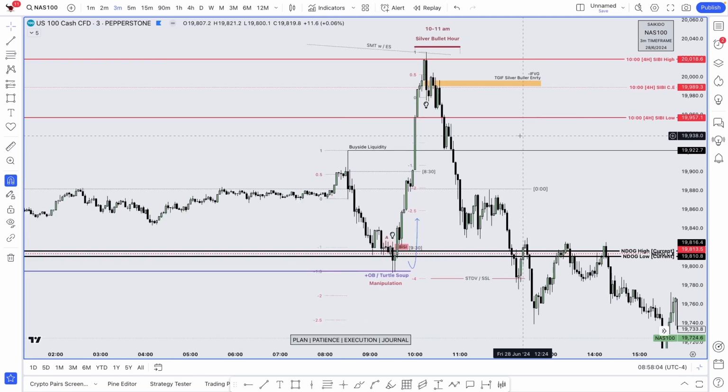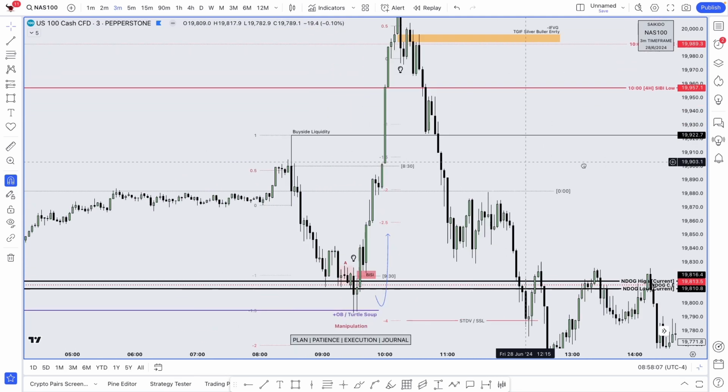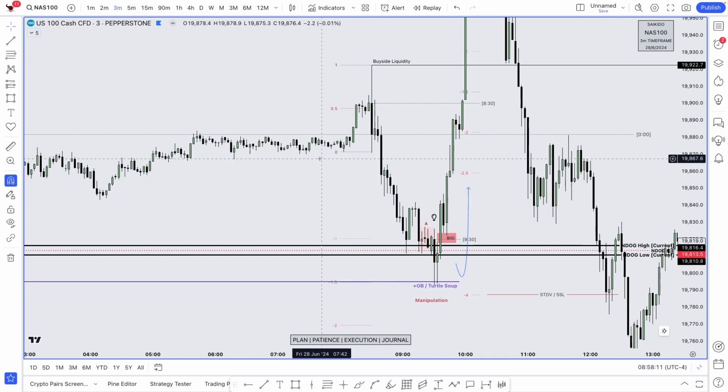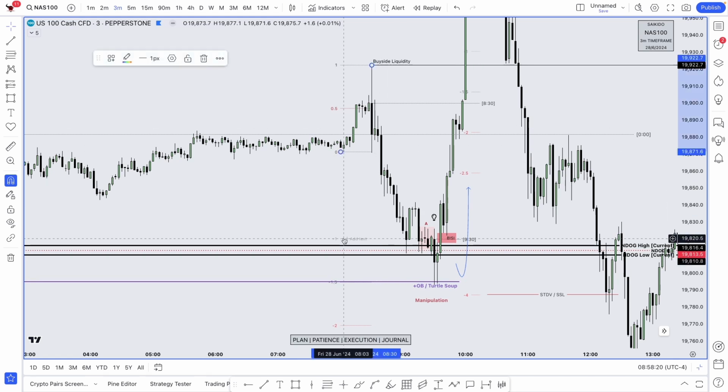So let me show you how you can get these types of entries, because people always talk about turtle soup. This is how you do it. You measure the manipulation from the opposite direction, and then you just look at the standard deviations. These are the settings.